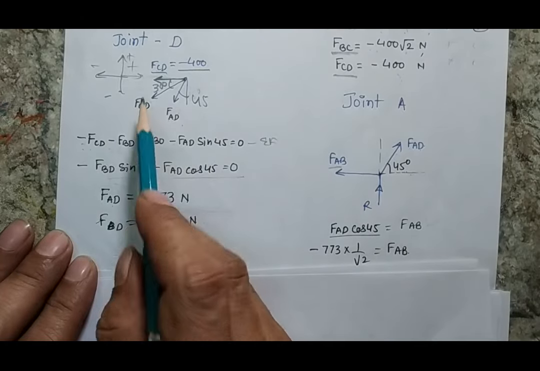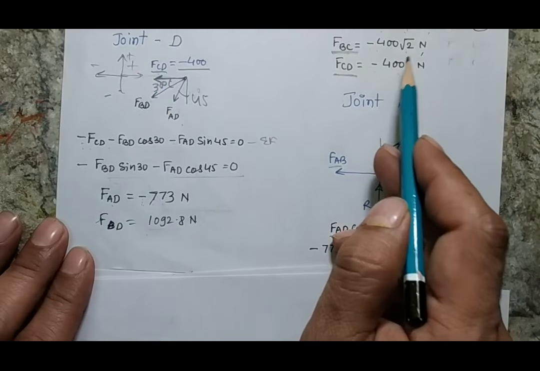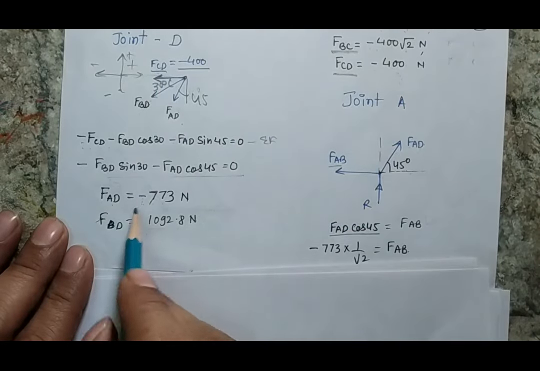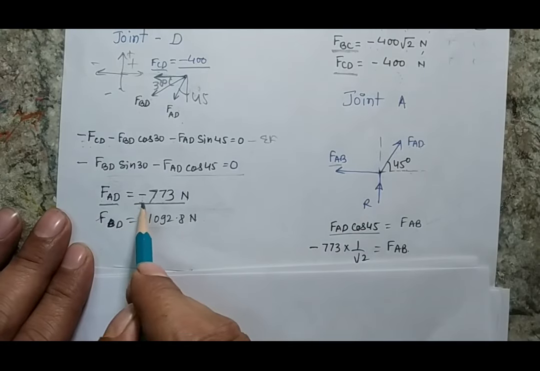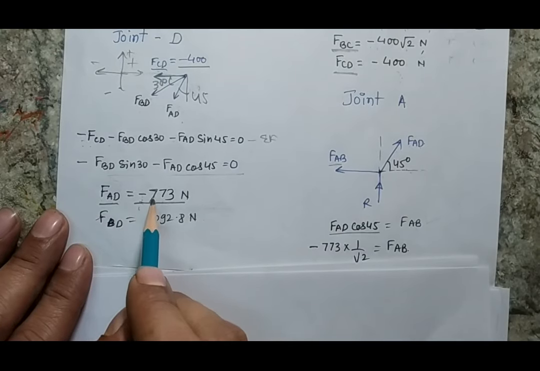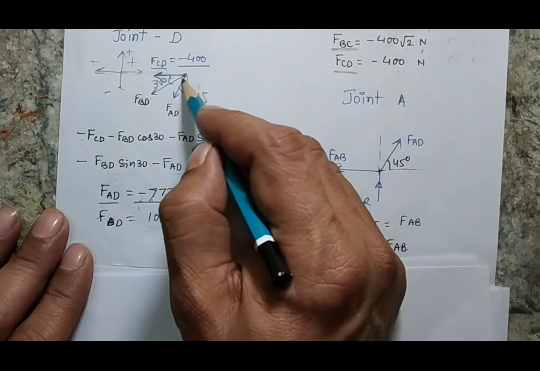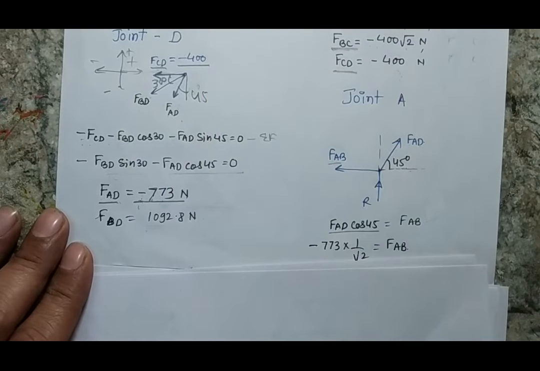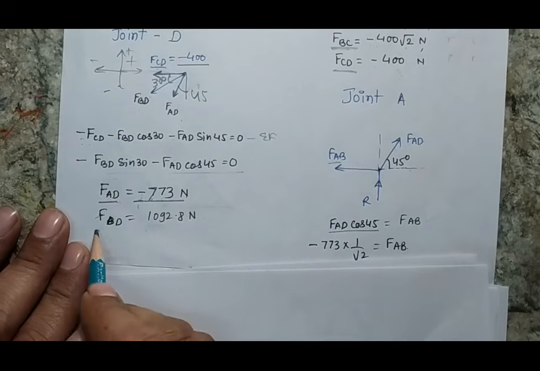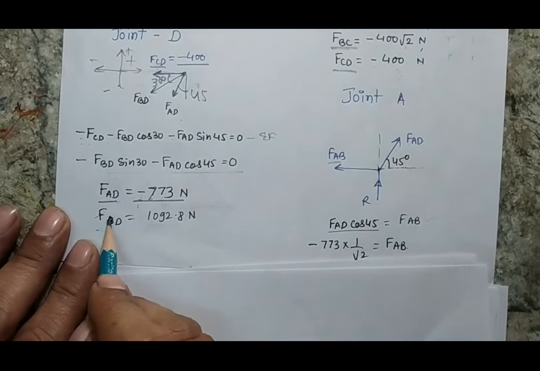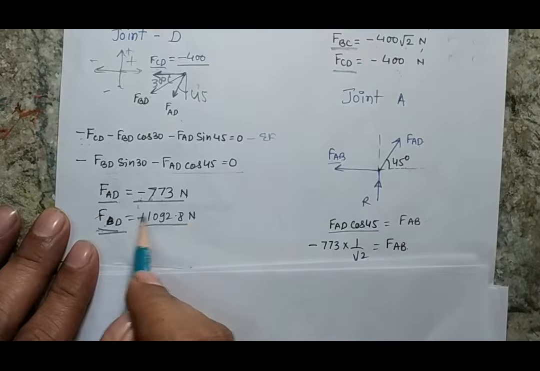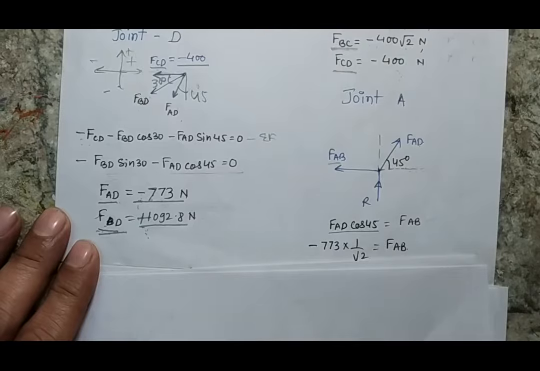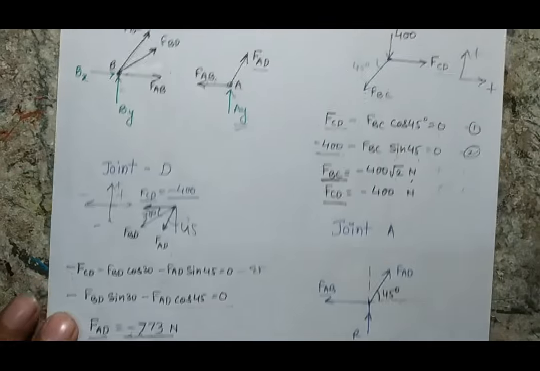When I put the value of FCD, which I have calculated in the previous free body diagram, I am getting FAD coming out minus 773. Again the minus sign. Please understand. This minus sign means the FAD force, which I am showing as a tensile force, will actually be a compressive force. And this is my second force, FBD, which is coming out 1092.8, but with positive sign, that means this force will be of tensile nature. Now I have calculated two more forces.